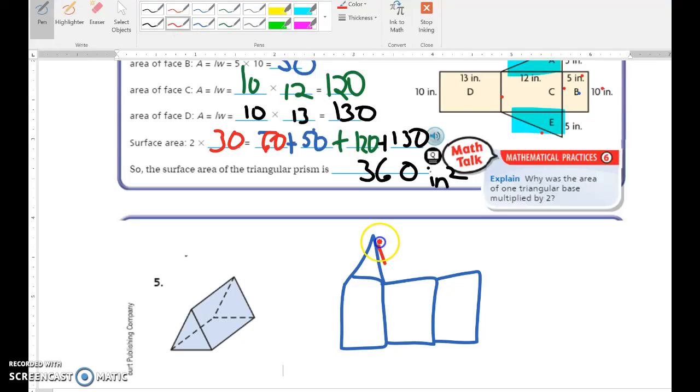Now, the length of this side of the triangle is going to correspond with the width of that rectangle. The length of this far side of the triangle is going to correspond to the width of that rectangle. And then they're all, as I said before, going to have the same length. Okay, so hopefully you'll be very successful today.